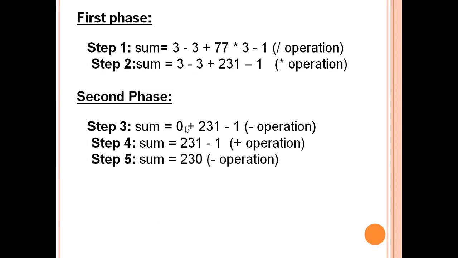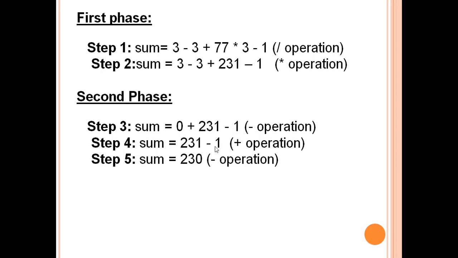And the result is 0 plus 231 minus 1. So after this step, here the plus operator. Among these two operators, the plus operator is having the higher priority. So we are adding 0 plus 231. That is, the result is 231 minus 1.